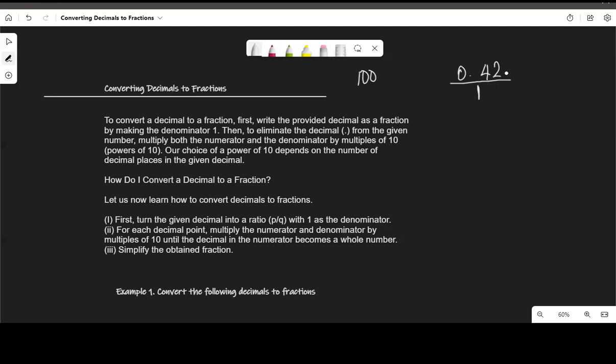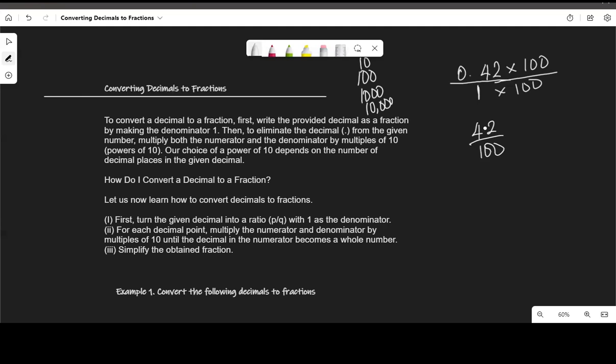If, on the other hand, you have 3 decimal places, you multiply by 1000. If it is 4 decimal places, you multiply by 10,000. If it is 1 decimal place, you multiply by 10. That is how it works. So here that I have 2 decimal places, I'll multiply this by 100, and I'll do the same thing in the denominator by 100. So 0.42 times 100 is 42, and 1 times 100 is 100.